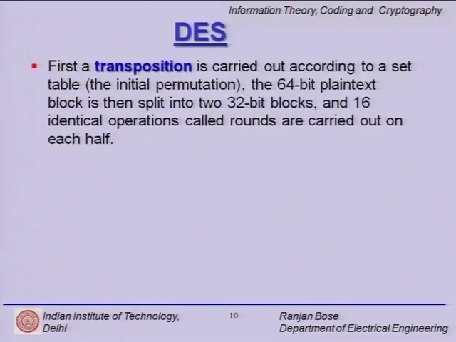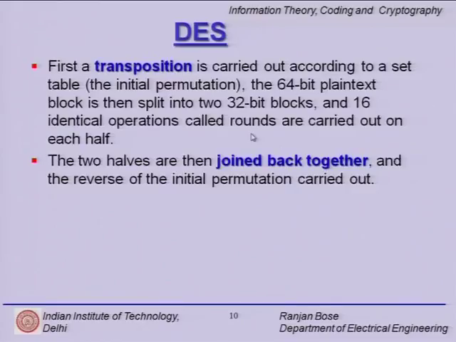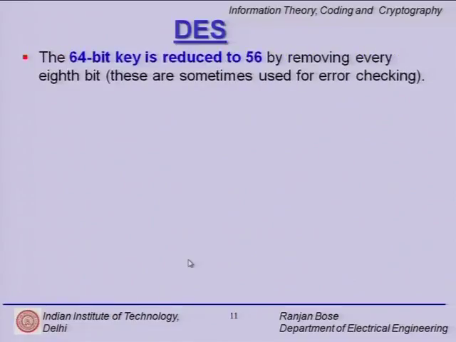The first step is a transposition carried out according to a table, which is the initial permutation. The 64 bit plain text block is first split into two 32 bit blocks, and then 16 identical operations called rounds are carried out on each half. This is made public, people know how to do this. And then the two halves of 32 bit blocks are joined back together.